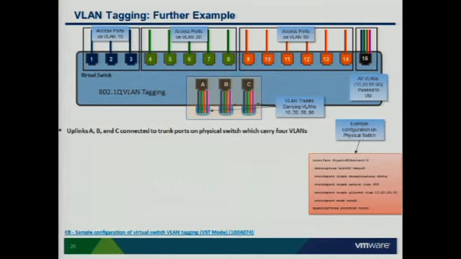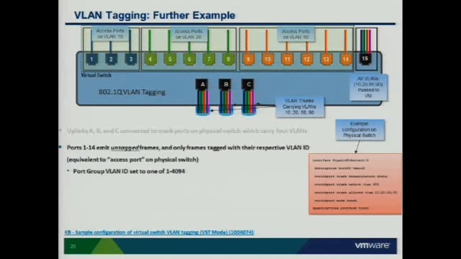And there's another option in there, which is spanning-tree portfast trunk. We'll get into that in a little bit. So ports 1 through 14 emit untagged frames, and only the frames tag with their respective VLAN ID. Think of that as being equivalent to the access port on the physical switch. And the port group VLAN ID is set to anything between 1 and 4094 within that range.